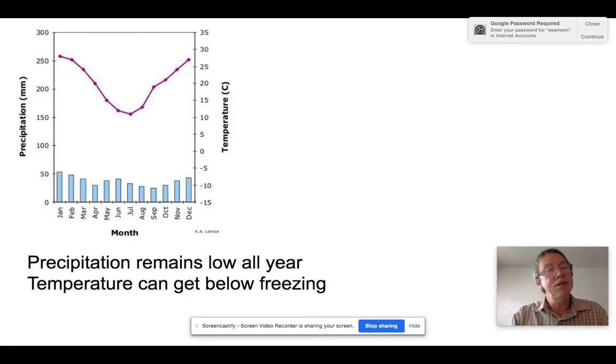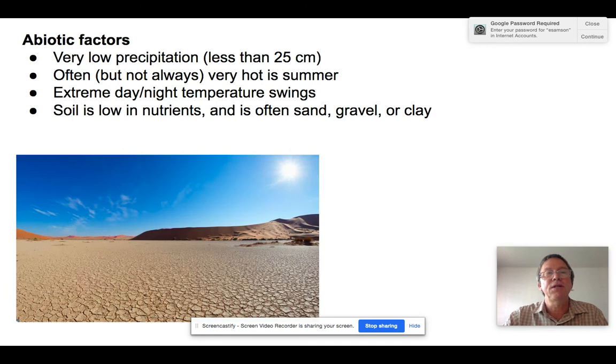I look at this one here, and you should be able to look at it too and say, hey, I know that this is south of the equator because of when the temperatures are low. It can be cold in a desert, so you can have deserts where it gets below freezing. Don't kid yourself in that regard. Being hot is not really a quality of a desert. Having low precipitation is. But abiotic factors, you have less than 25 centimeters of rain a year.